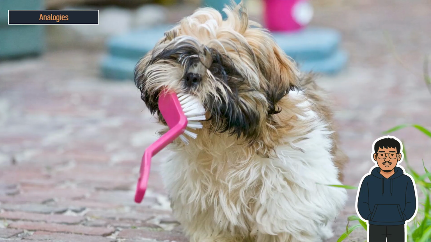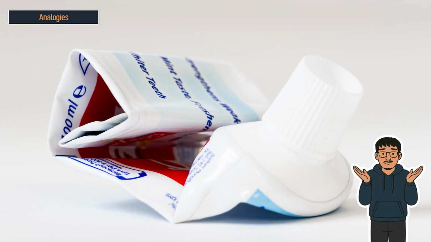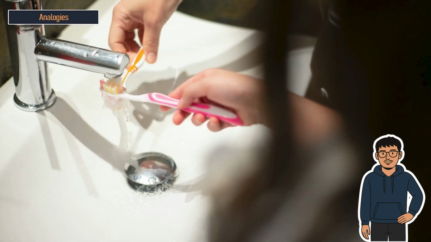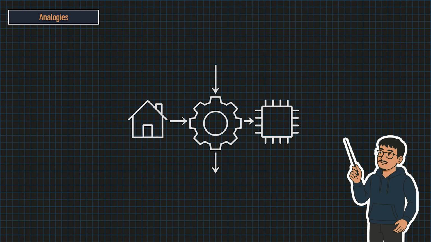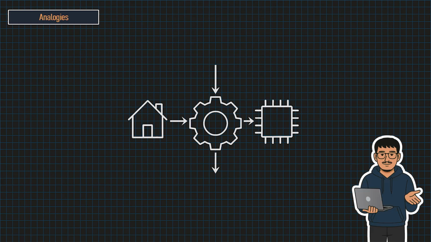Another example would be brushing your teeth. If you're out of toothpaste, open a new tube. If you drop your toothbrush, rinse it before continuing. This adaptability is what makes algorithms useful in both everyday life and computing.